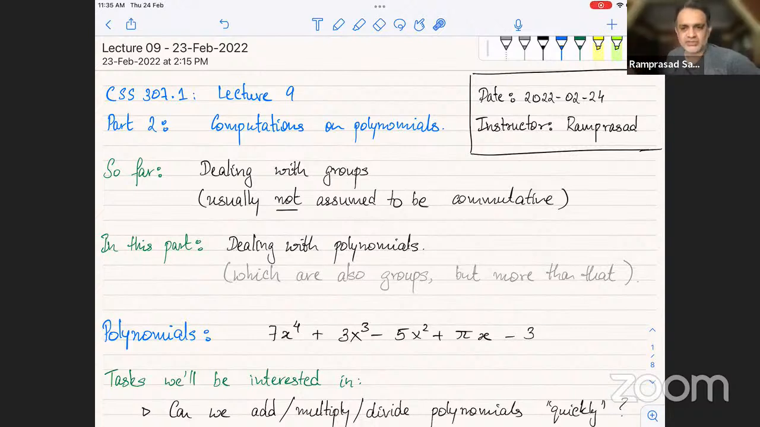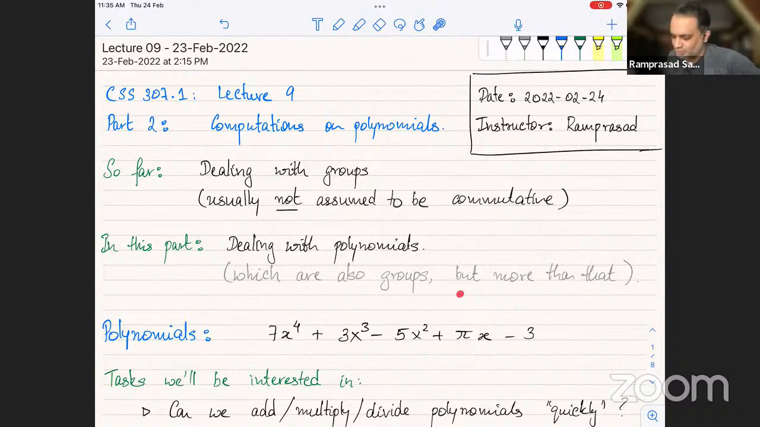So usually they're not assumed to be commutative, but now most of the groups that we'll start encountering will be things where it basically is going to be addition or multiplication. So they naturally commute with each other. Okay. So in this part of the course, we're going to deal with polynomials, which are groups, because in some sense, there is a zero polynomial, which is like the identity element. And you can add two polynomials and subtract two polynomials. So the set of polynomials under addition certainly forms a group in the way you are used to.